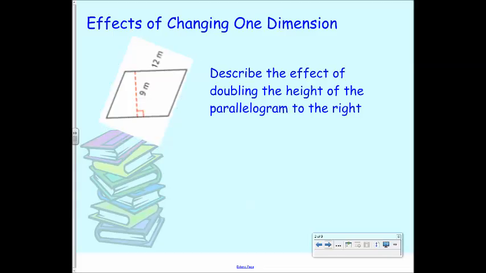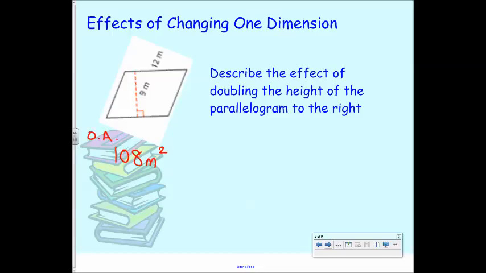But so the height is 9 and the base is what? 12. So how would you find the area of this figure? Base times height. What's 9 times 12? 108. So the area originally is 108 meters squared. So I'm going to say OA, that's the original area.